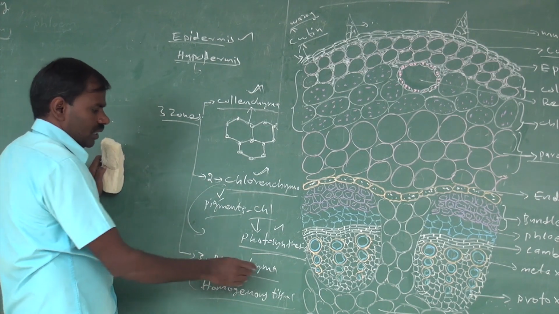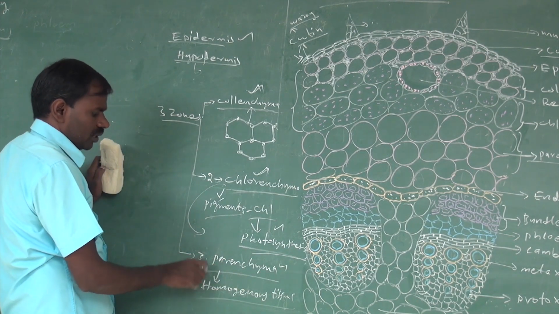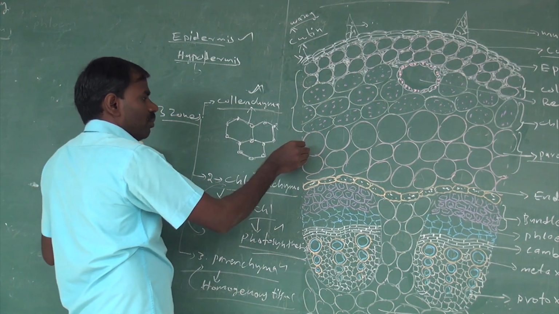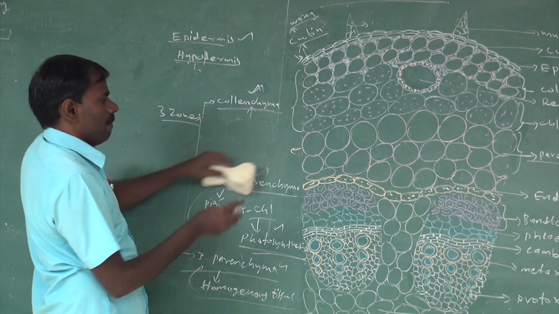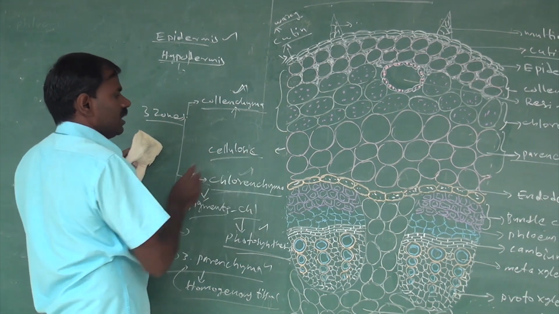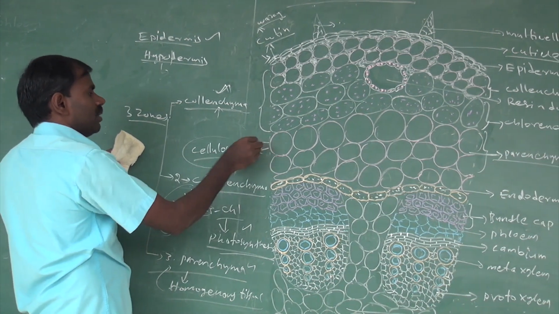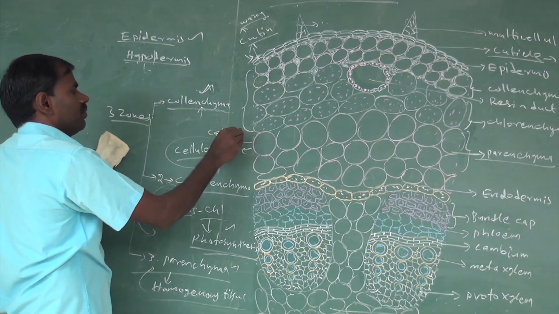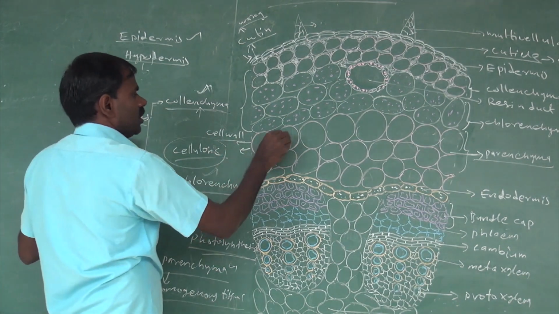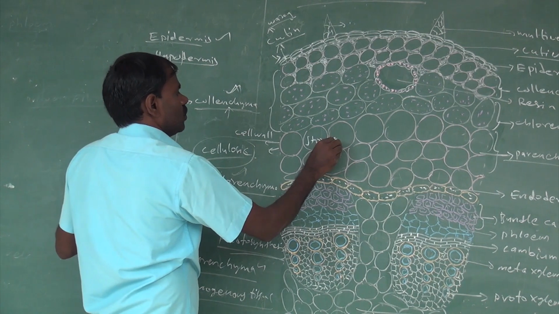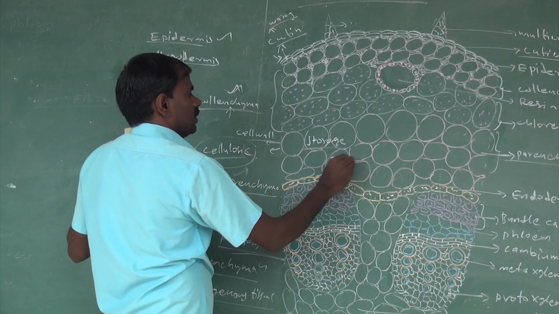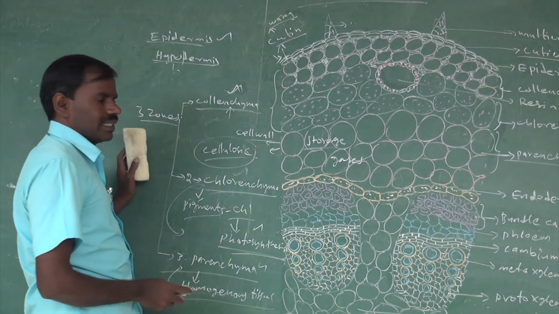The third zonal region is called parenchyma tissue. The parenchyma tissue is a mass of homogeneous cells present only in the third zonal region. It is made up of cellulosic substances. The parenchyma cell wall is made up of only cellulosic substances. What is the function? The function is storage and gas exchange.